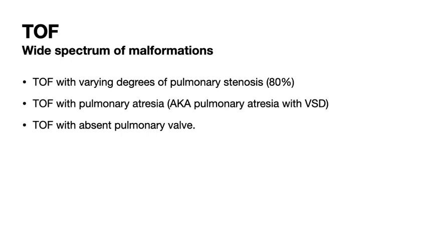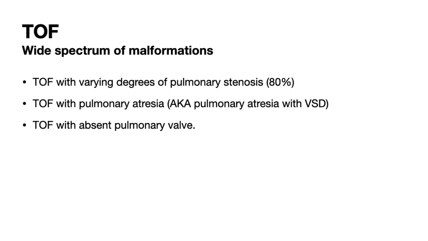All right, so as I said, tetralogy of Fallot isn't really just one thing, one entity. It's kind of a spectrum. And let's spend a little moment here. All right, so tetralogy of Fallot with varying degrees of pulmonary stenosis, meaning the right ventricular outflow tract is a narrowing of the pulmonary valve, sorry. So narrowing of the pulmonary valve is the main thing for classic tetralogy of Fallot, and this counts for 80% of them. But you can also have tetralogy of Fallot with pulmonary atresia.